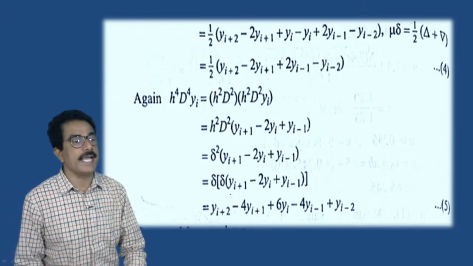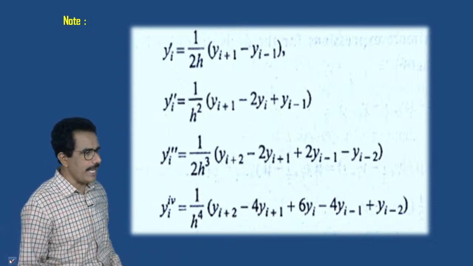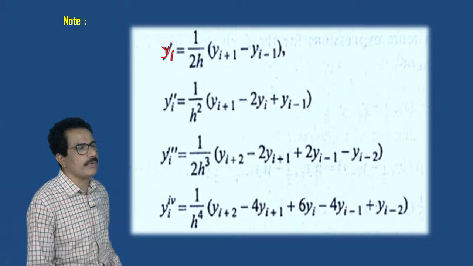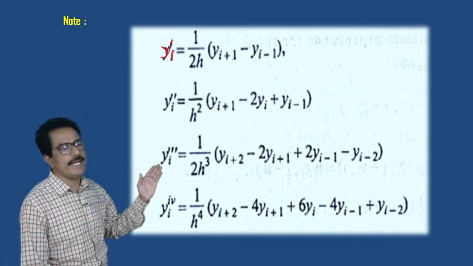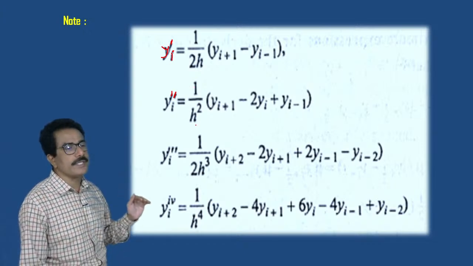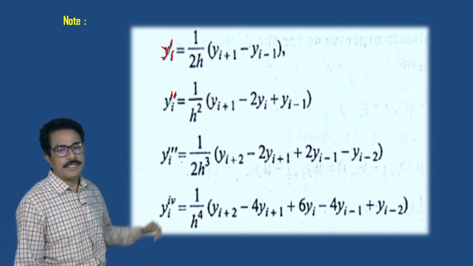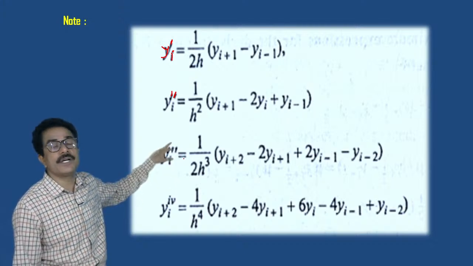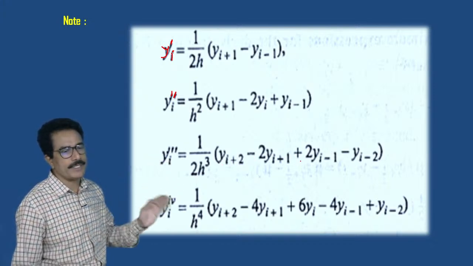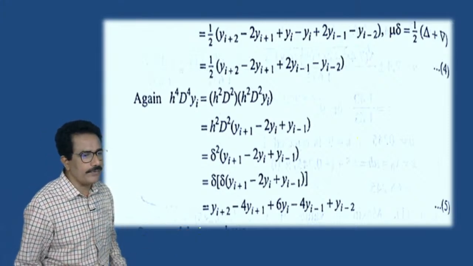And hence we can write higher order derivatives. Note that y dash equals yi dash, where D means the derivative. So yi dash equals 1 upon 2h, yi plus 1 minus yi minus 1. yi double dash is equal to 1 upon h square, yi plus 1 minus 2yi plus yi minus 1. Similarly, we can find yi triple dash, the third order derivative: 1 upon 2h cube, yi plus 2 minus 2yi plus 1 plus 2yi minus 1 minus yi minus 2. And the last is the fourth order derivative.